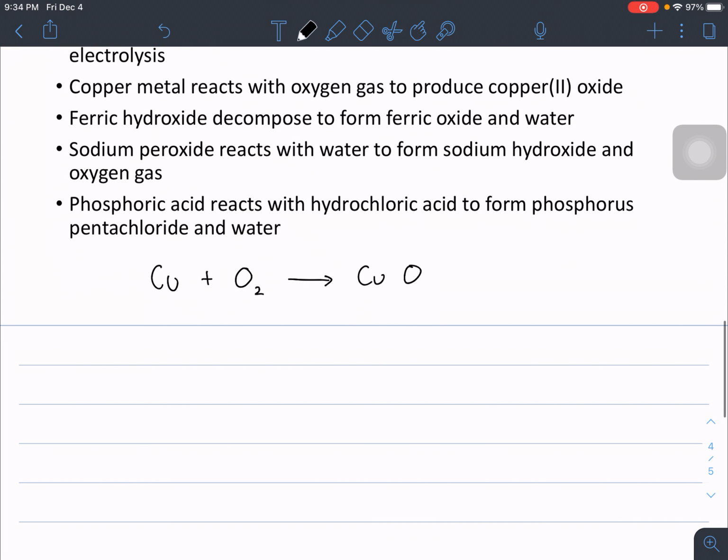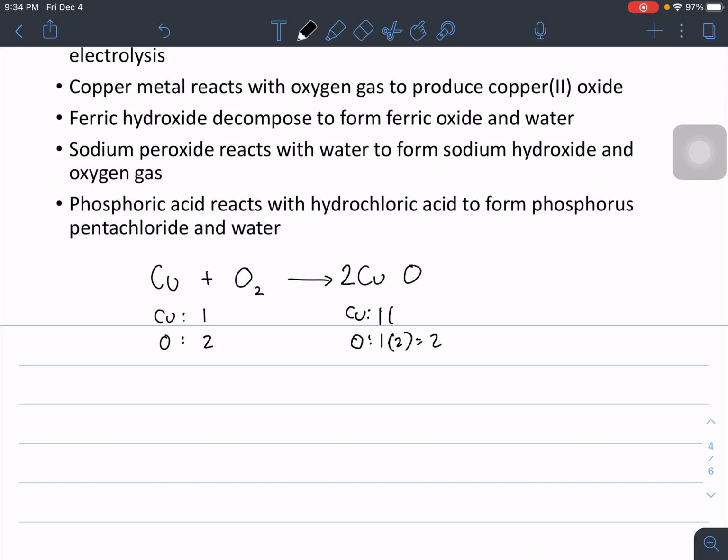Okay, so to balance this one, I should count all the copper and oxygen. Copper and oxygen, the reactant side is 1 and 2. Copper and oxygen on the product side is 1 and 1. To balance this one, I think I should place 2 on the copper oxide. So this will result to multiplying 1 of oxygen to 2. So this will be 2.